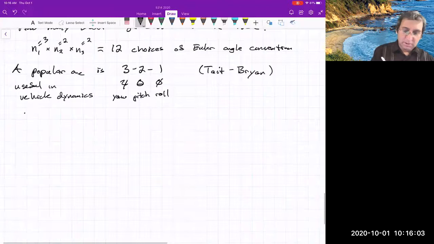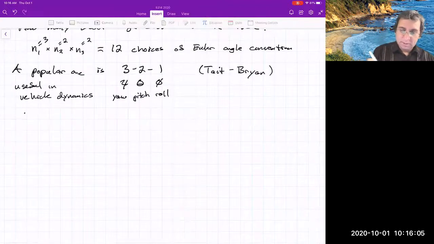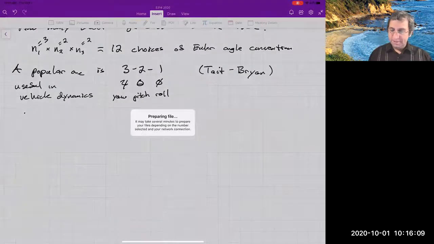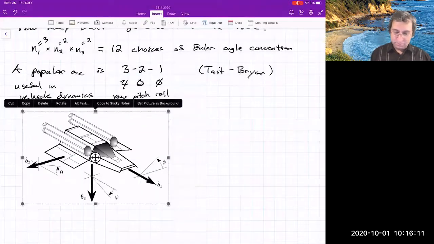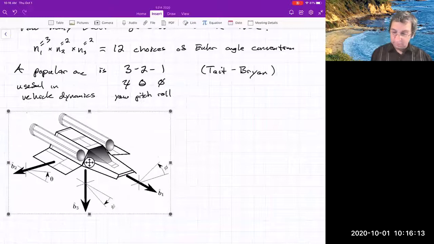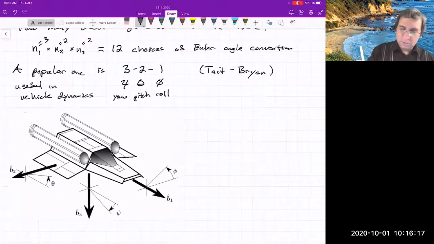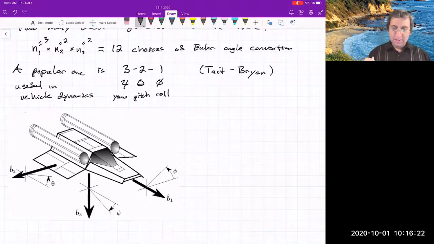And I will show, for some reason, I have a picture of a spaceship. If any of you have seen the old Battlestar Galactica from the 80s, this looks a lot like one of those ships. I think this is also from Schaub and Junkins. So, a spaceship is a vehicle, right?